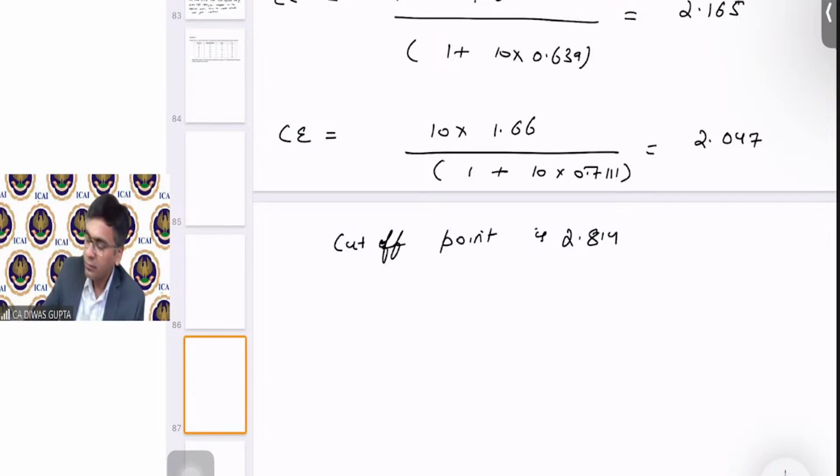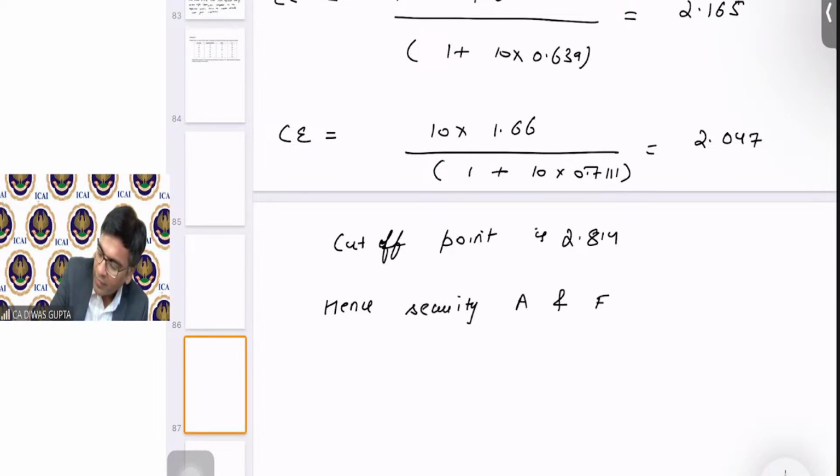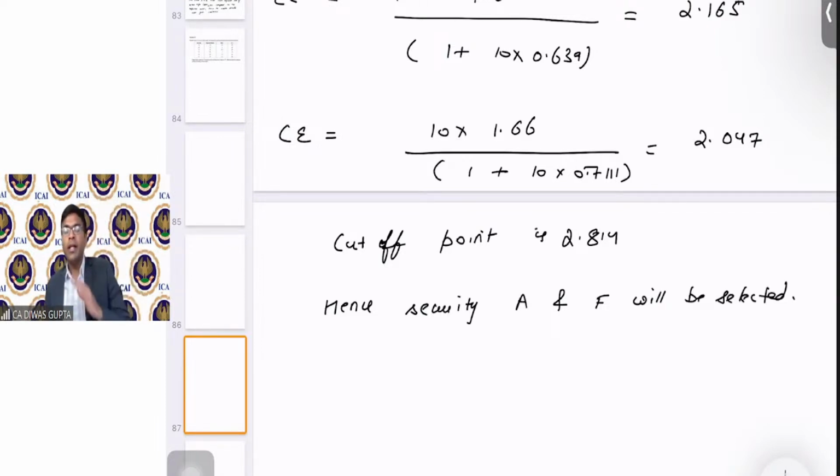So the cutoff point is this. Hence, securities A and F will be selected. So till now, we have been able to say two securities will be selected, A and F, because the cutoff point is at F. So all the securities above that will be selected.